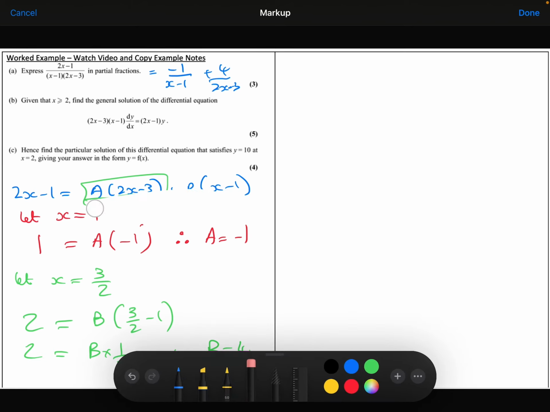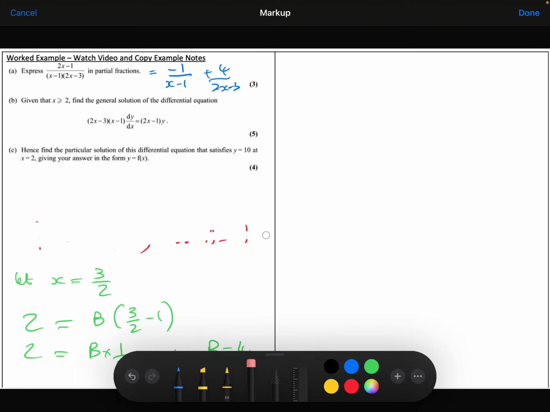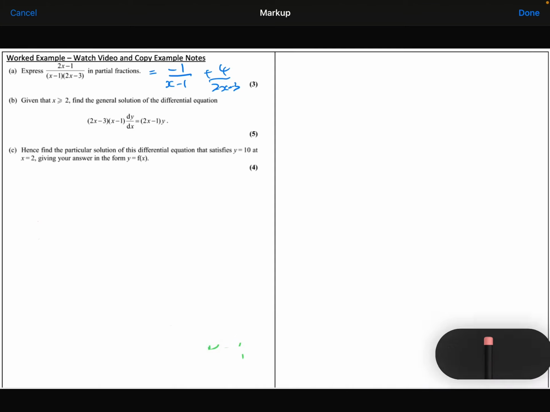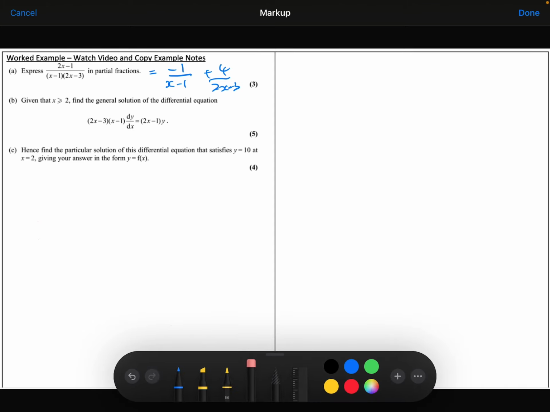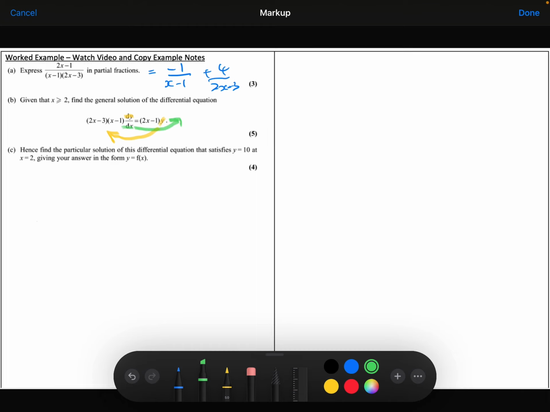Right, part B. Given that x is greater than 2, find the general solution to this differential equation. So this is a separation of variables question. And therefore, we want to collect all of the y terms together on the left-hand side. So this y is going to move down to the denominator down there. And we want to collect all the x terms together on the right-hand side. So this x is going to move up to be on the numerator there, and these two terms are going to move to be to the denominator down there.